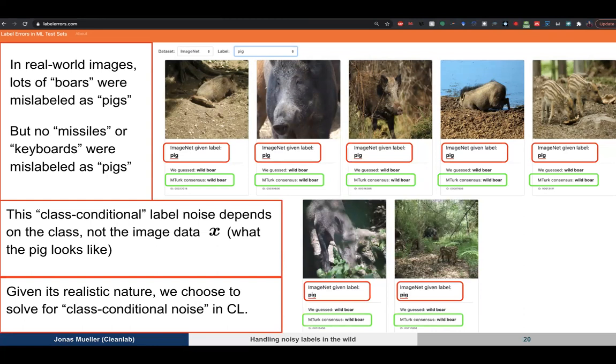But I'm also trying to emphasize here with this slide that if you look at each of these images where the given label is pig, a lot of them don't really look like pigs compared to other images of boars in ImageNet. These are pretty typical representations of just the boar class in ImageNet, and that's the thing I'm trying to convey here.